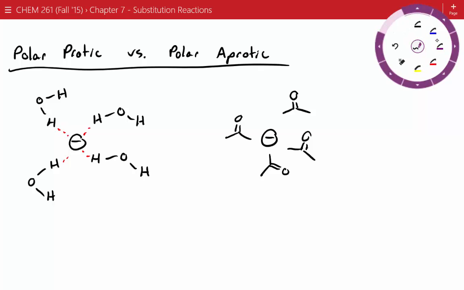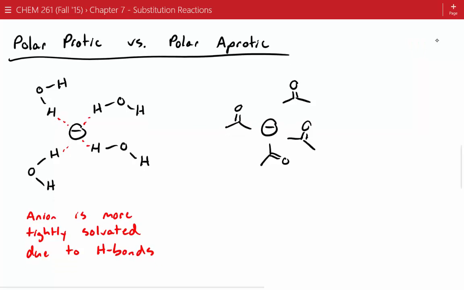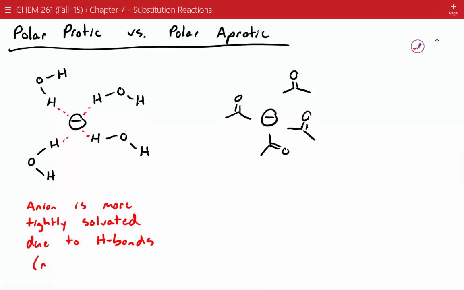So if we think about this, we can say, all right, in polar protic solvents, the ion, or anion I should say, is more tightly solvated due to H bonds. Another way of thinking about this is you can say it's more stable, right? It's wrapped up by the shell of hydrogen bonding that's stabilizing the anion in solution.